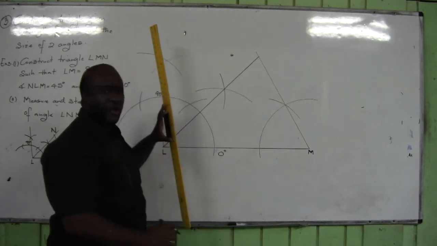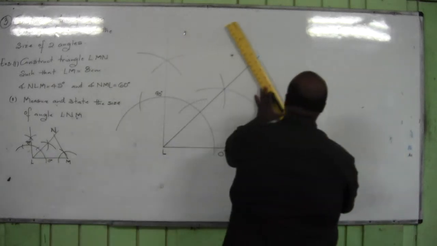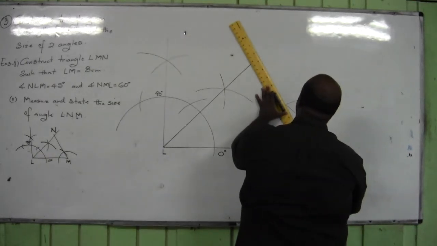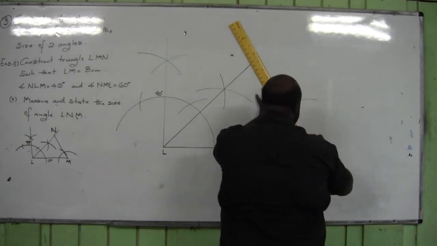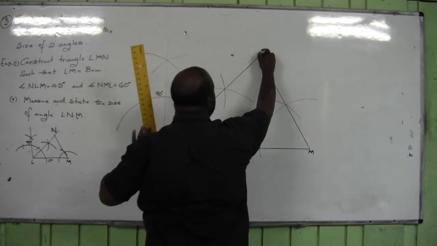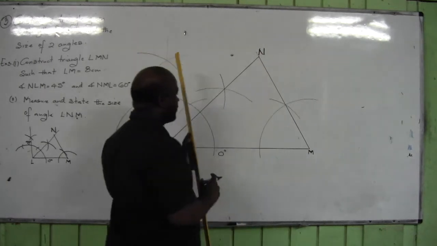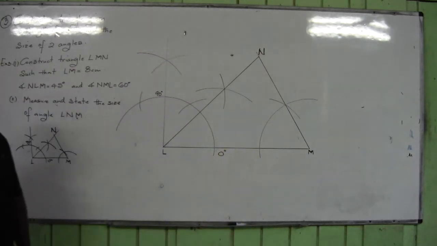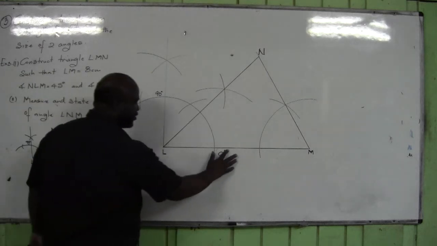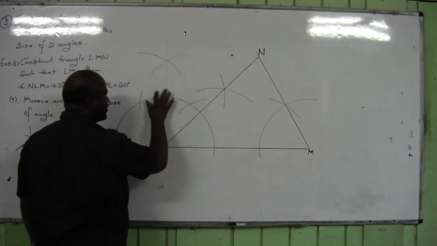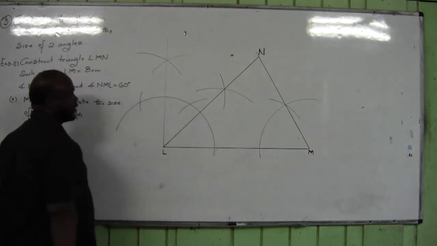Alright. Then, now that I know exactly where it is, I'm going to come up over here and draw the line brighter. This point here is N. This is my triangle. What was I given? I was given the length of one side and the size of two angles. So this should not be here, and this should not be here. So that's what I have.